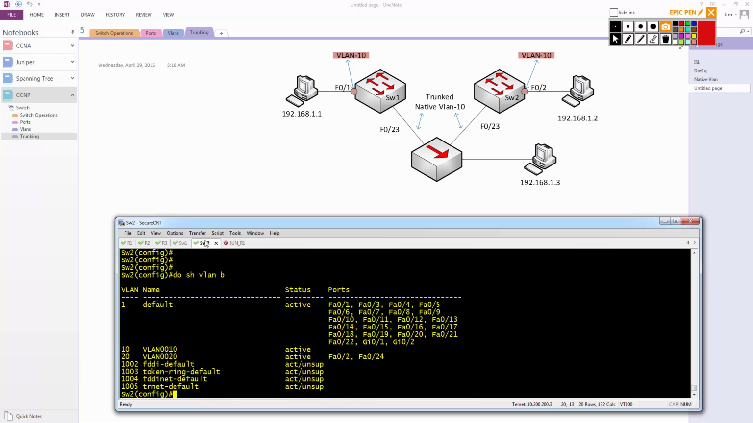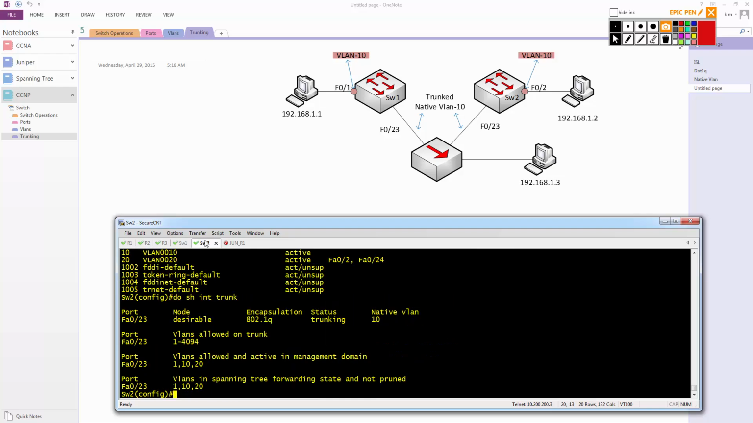Let's come over to switch 2, make sure we're still good to go. We always want to check both sides of our trunks. Do show interface trunk. And again, we are 802.1Q. We are trunking status. Our native VLAN is 10, and we are allowing VLAN 10 and 20 across, or our active VLANs across these trunks at this moment.